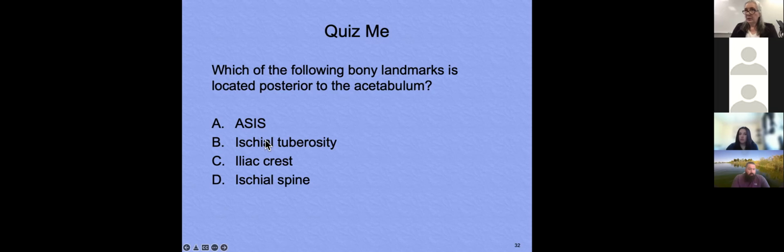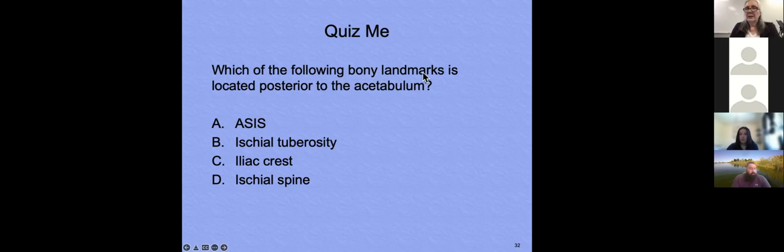The ischial tuberosity is posterior, but it's also inferior. And I would say it's more inferior than posterior. So this is the answer right here. This is not it. Iliac crest is way superior. And the ischial spine, it's kind of like in the middle. So this would be the best answer, even though it's not a good answer, because the question is not good.